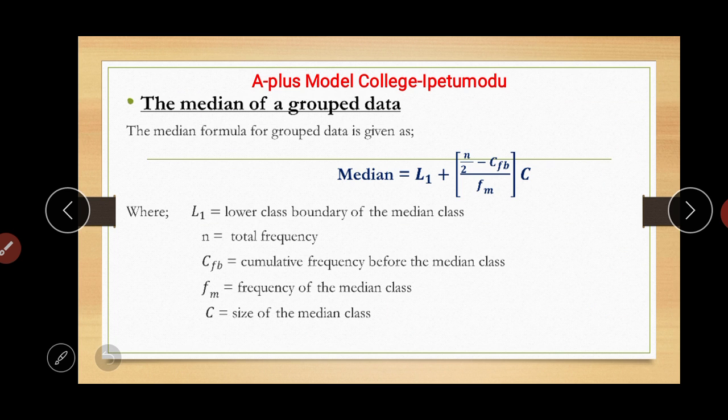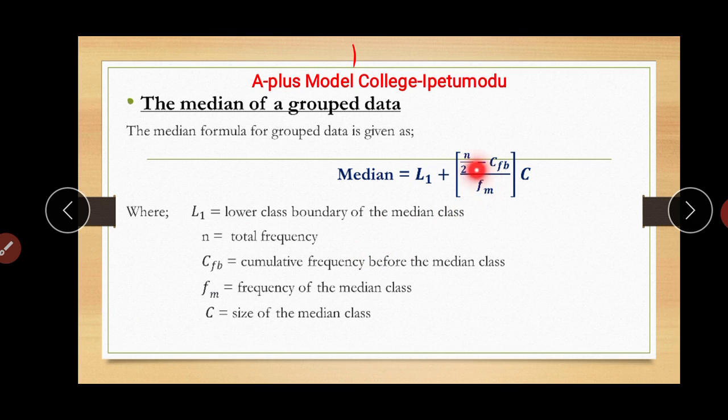Now let's look at the median of grouped data. The median of grouped data is given by this formula: L1 plus open brackets n over 2 minus CFB, close, over FM. Let me explain what each of these terms represents. L1 is the lower class boundary of the median class, because we are definitely going to look at what the median class is.